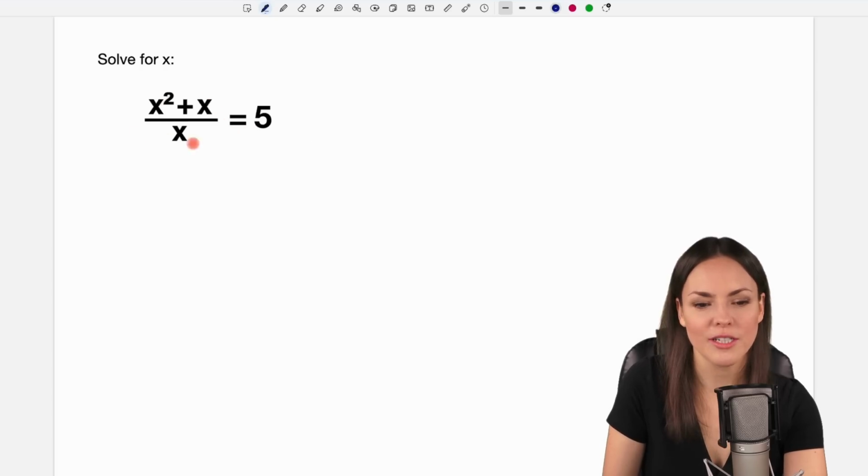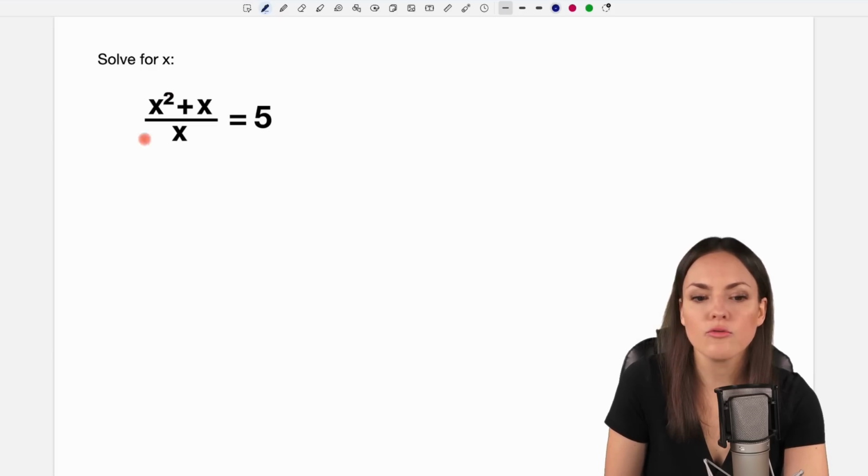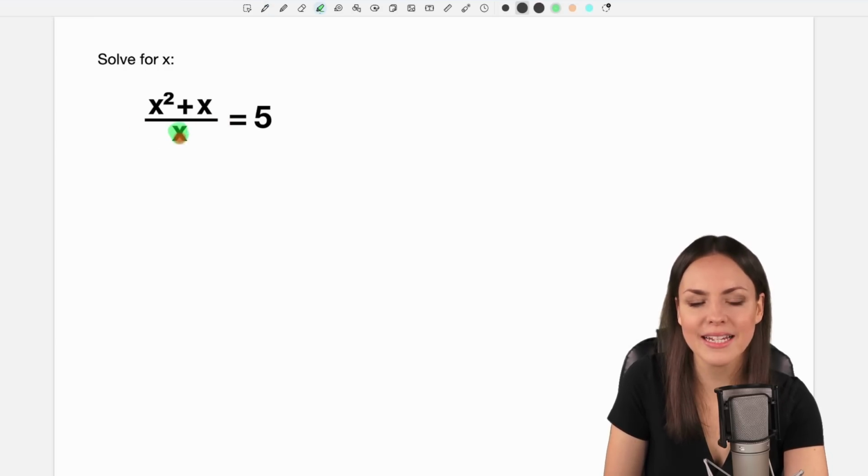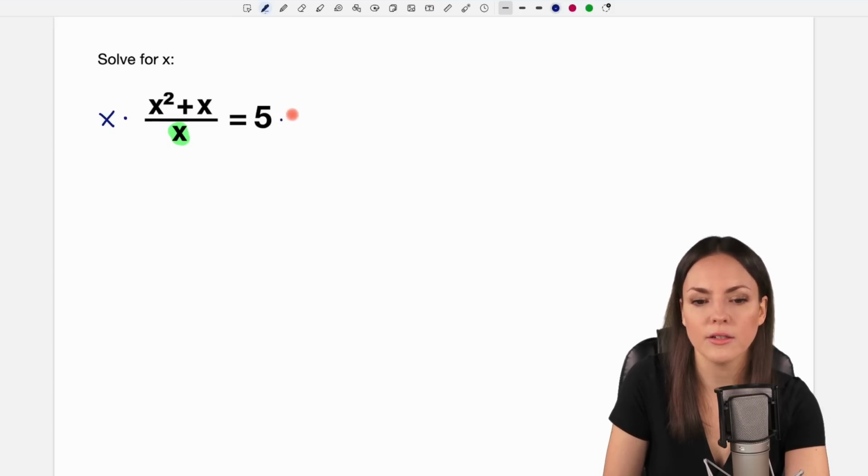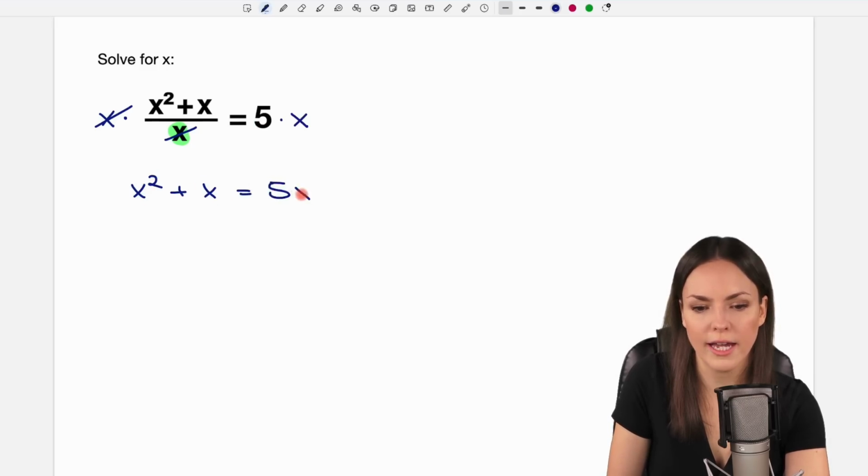We have this fraction on the left side, and on the other side we just have this 5. Maybe a thought would be, okay, I want to get rid of this fraction first. We can do that. We have divided by x here, so if we multiply the entire equation by x, we can get rid of this fraction. I do it on the left side, and I do it on the right side. With this, x cancels out and only my numerator is left, so x squared plus x, and on the other side I have my 5x.